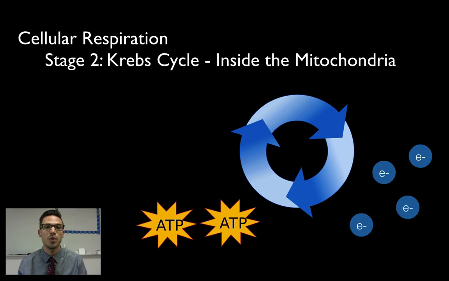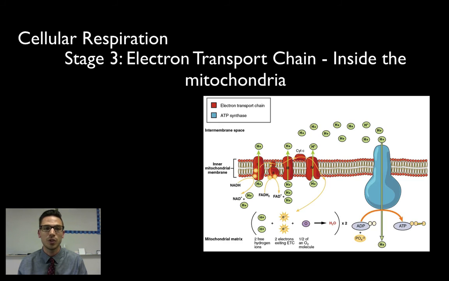Now we're going to move on to the very last step of cell respiration, which is called the electron transport chain. Now again, this also only happens if oxygen is around, so it is going to be an aerobic process.